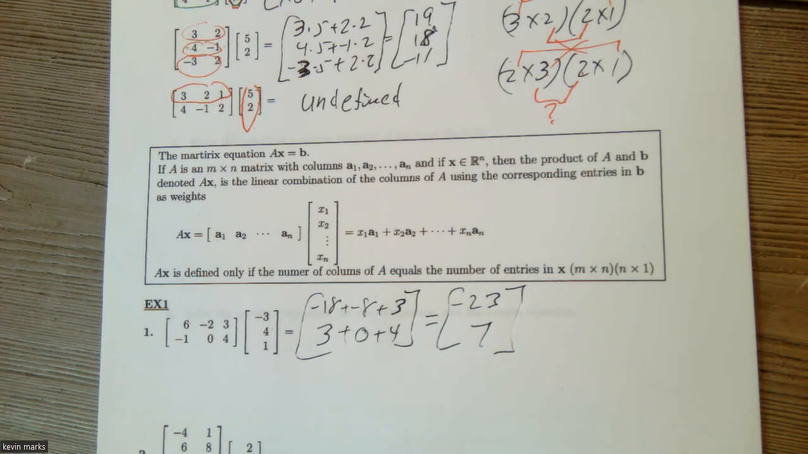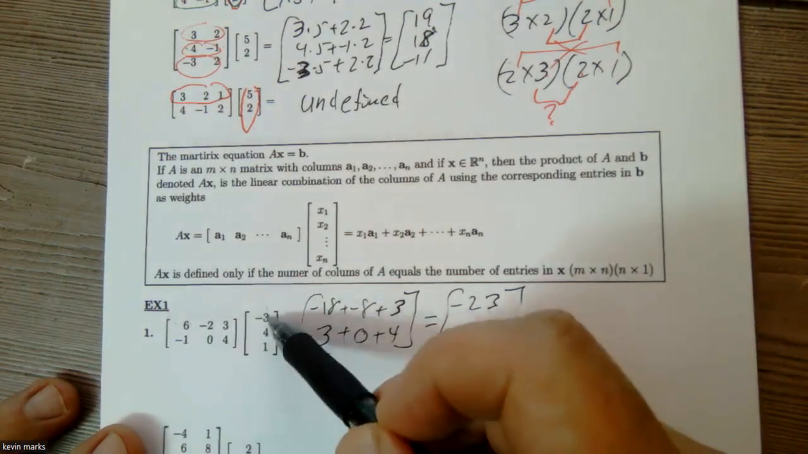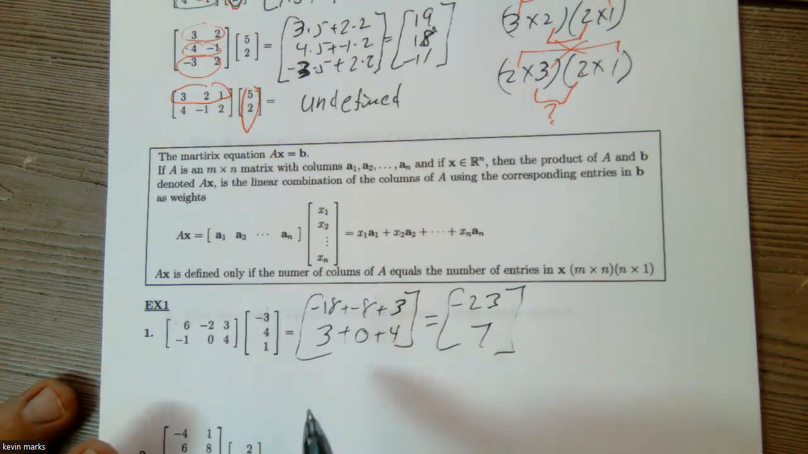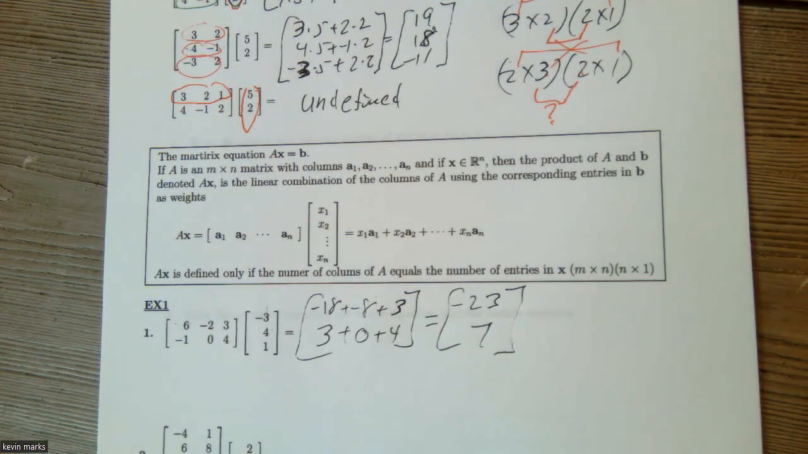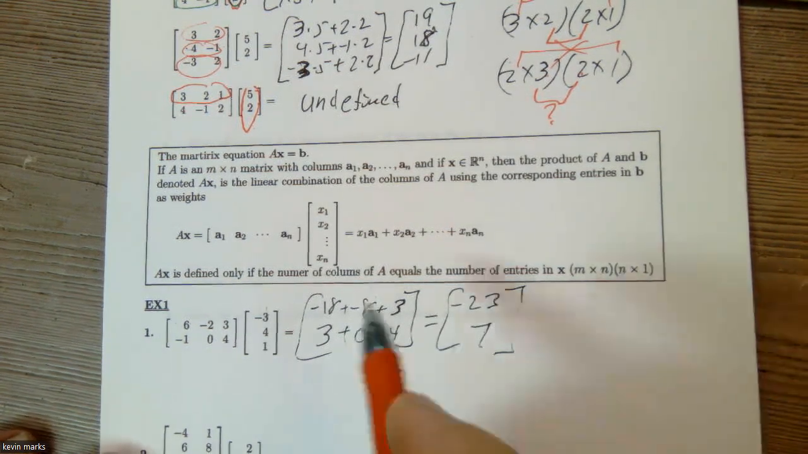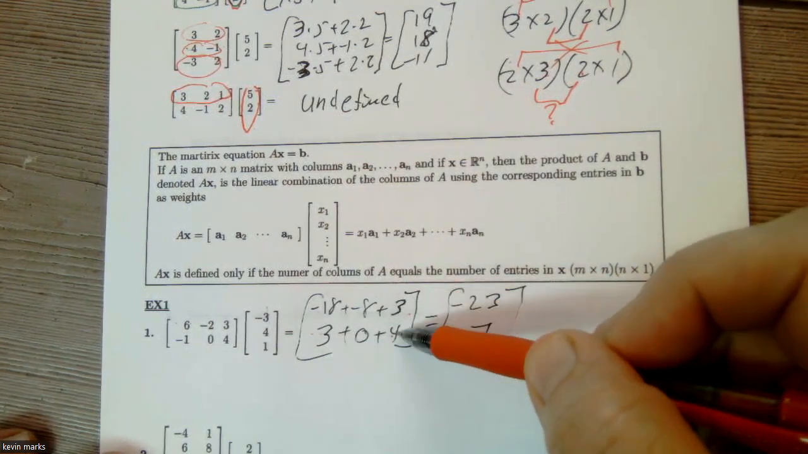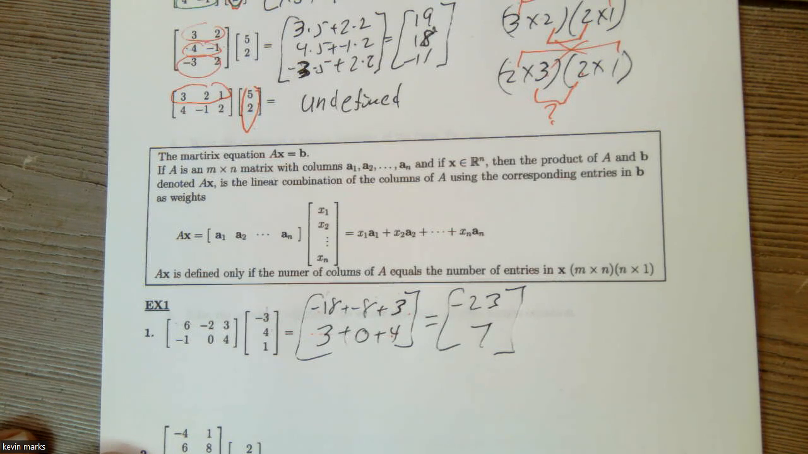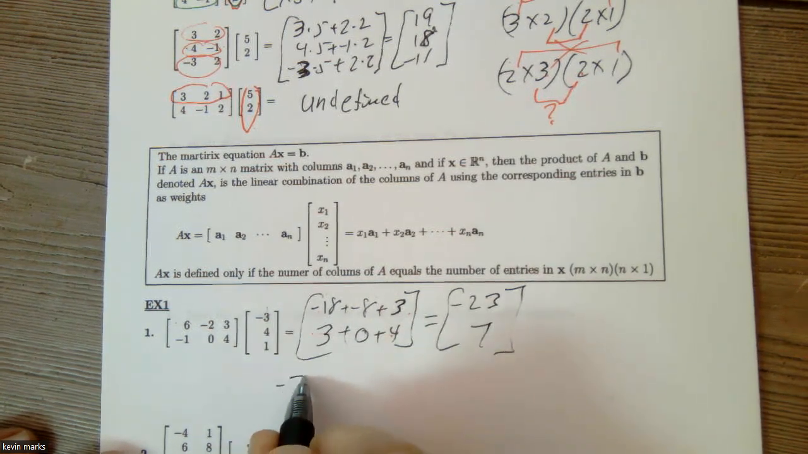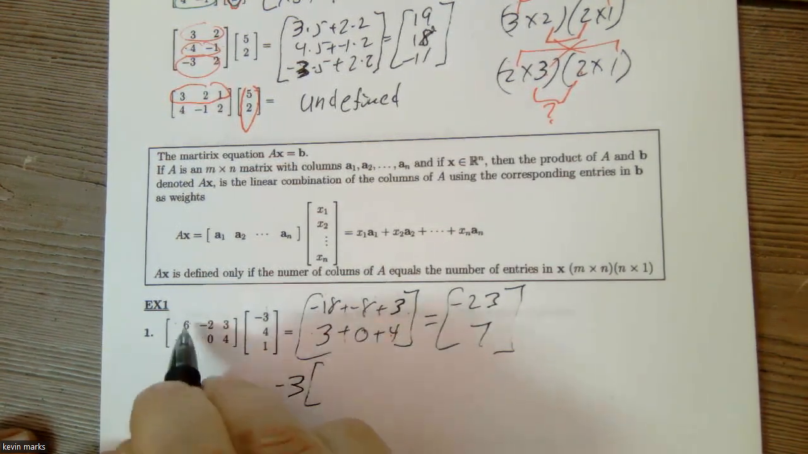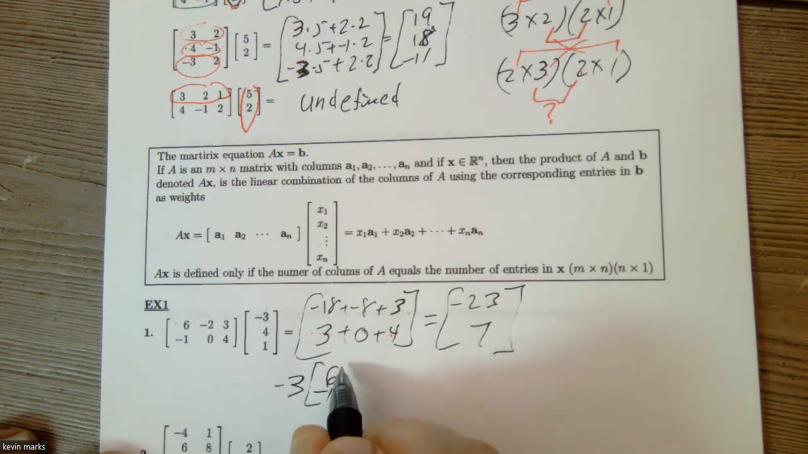But another way you could look at this is instead of looking at it as row by column. That way I think is really good to start off with, and it's really going to help later when we get to full-blown matrices. But another way we could look at that is instead of looking at the entries this way, look at them this way. Another way to look at that is you took that -3 and multiplied it by that first column, 6, -1.